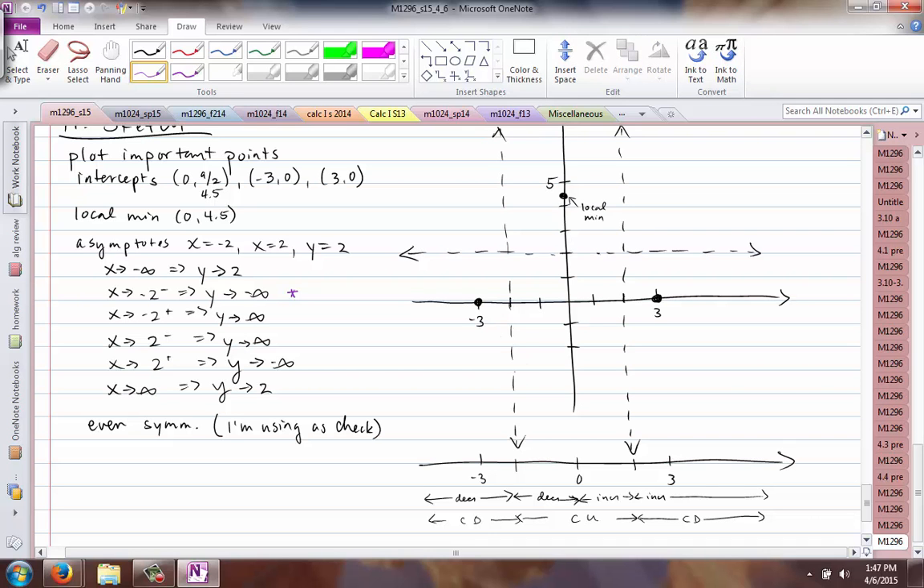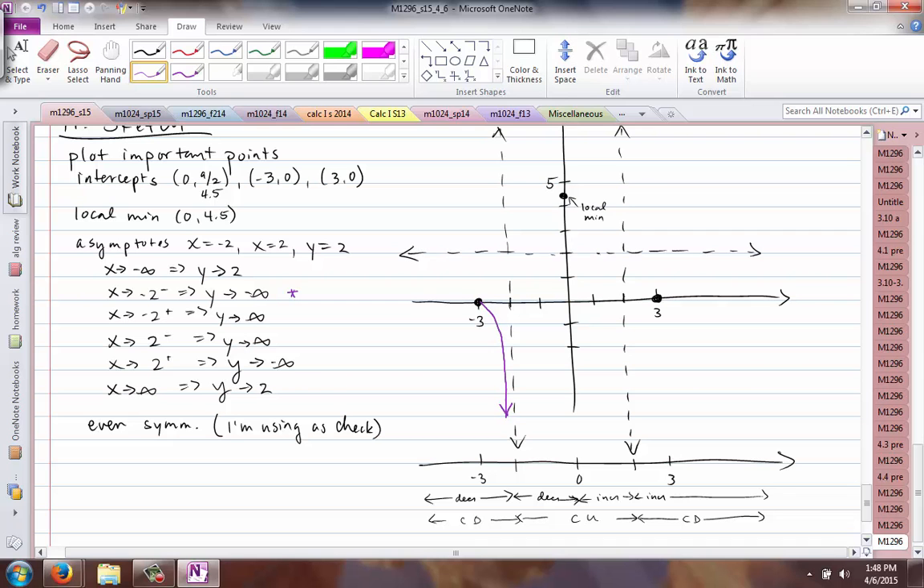I'm using that to make this next part. As I come in from the left, I need decreasing, concave down, and as the function goes to -2 from the left, it goes to -infinity. So the simplest way to do that is to go like this. Double check. Decreasing, concave down, limit as x goes to -2 from the left is -infinity. All jives there.